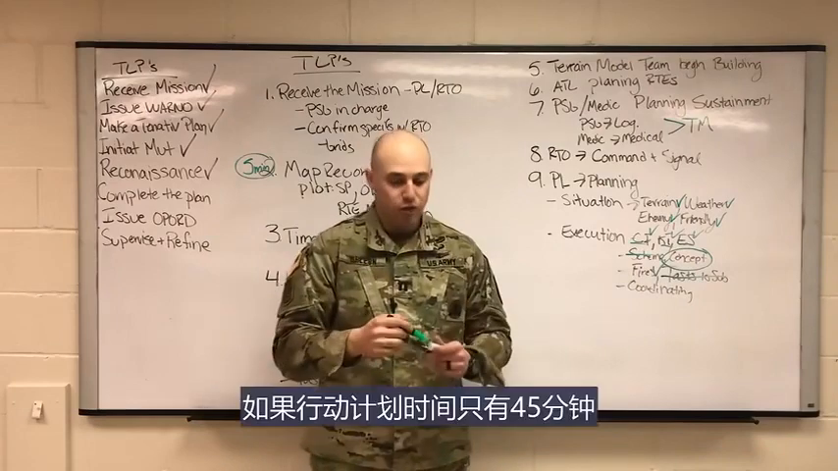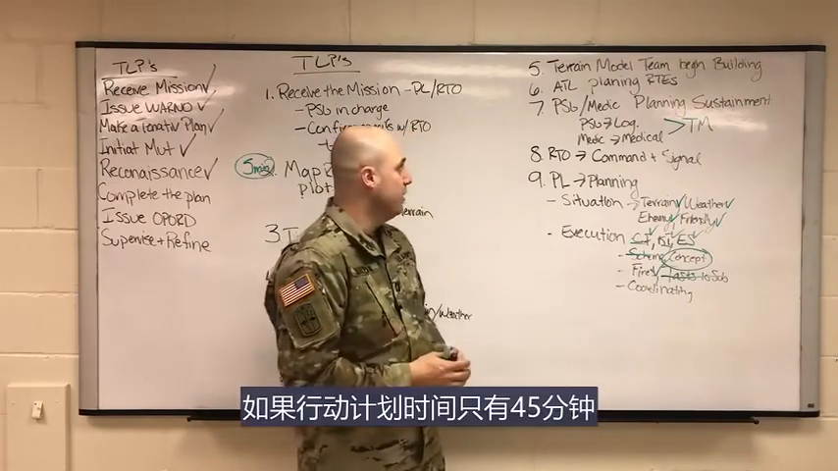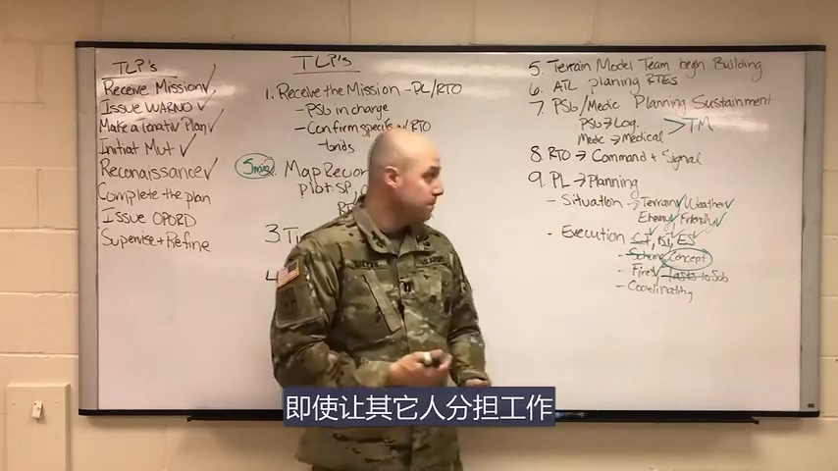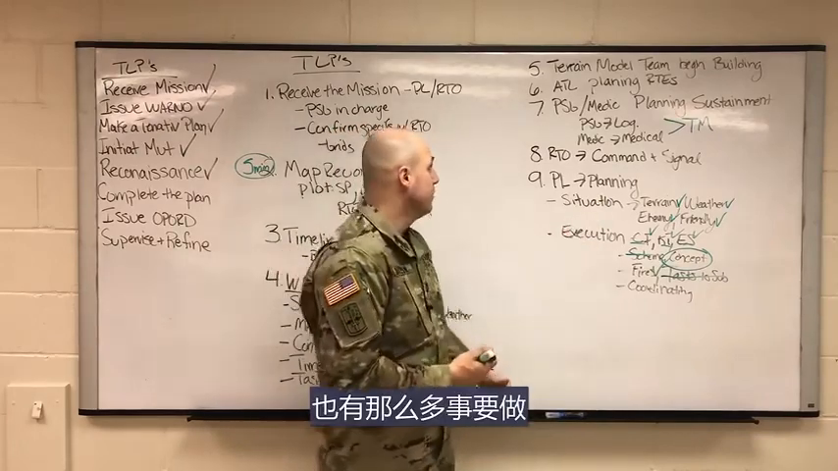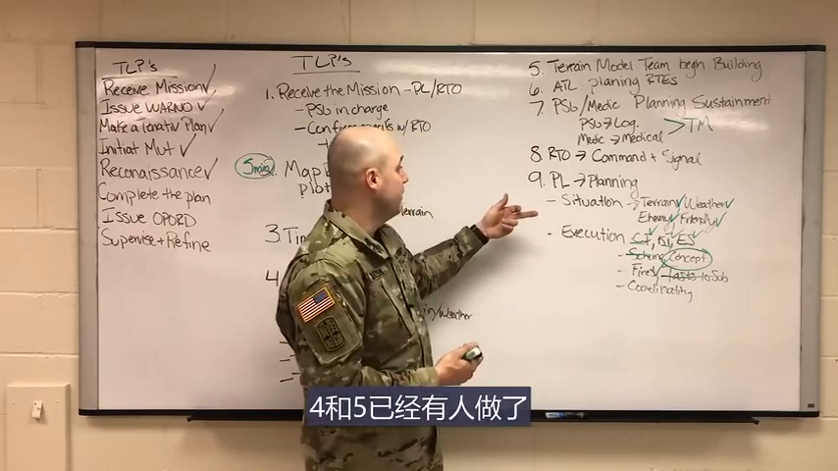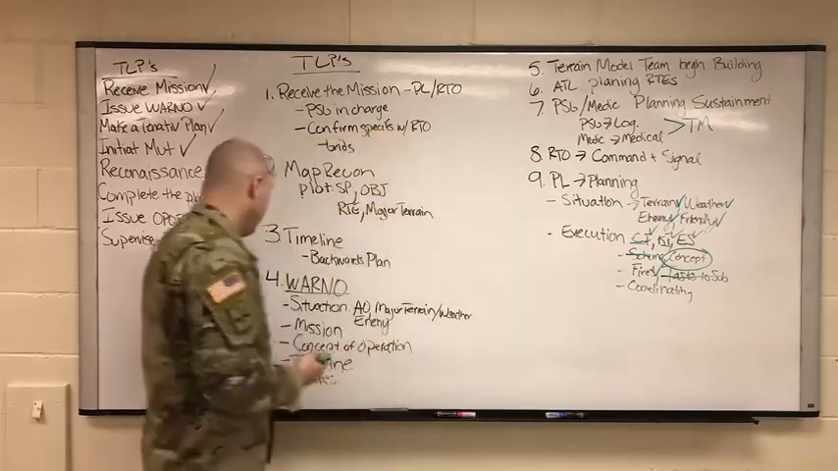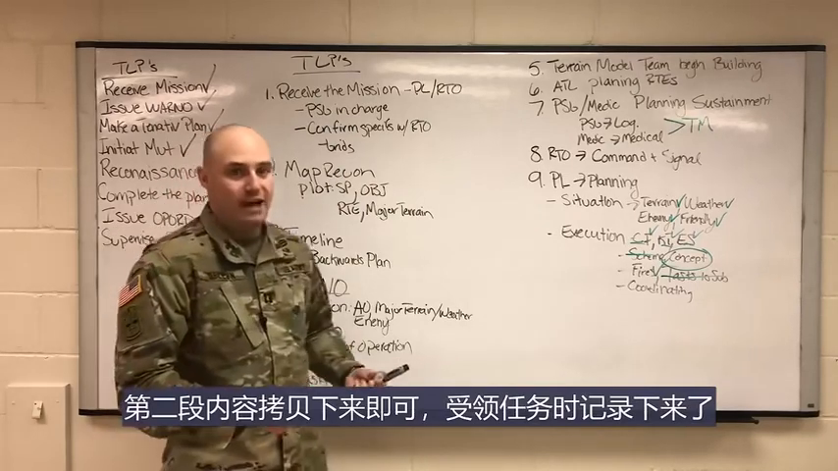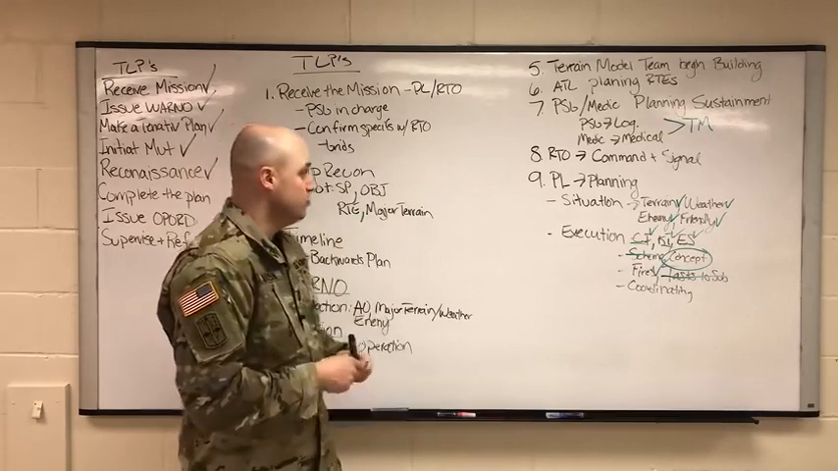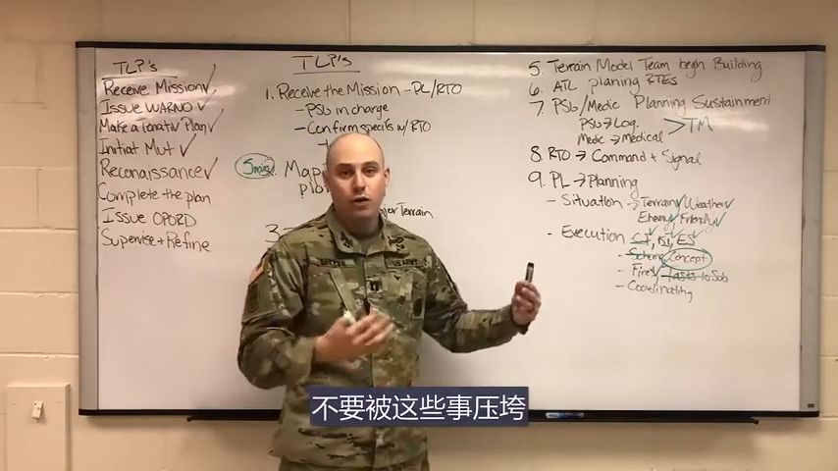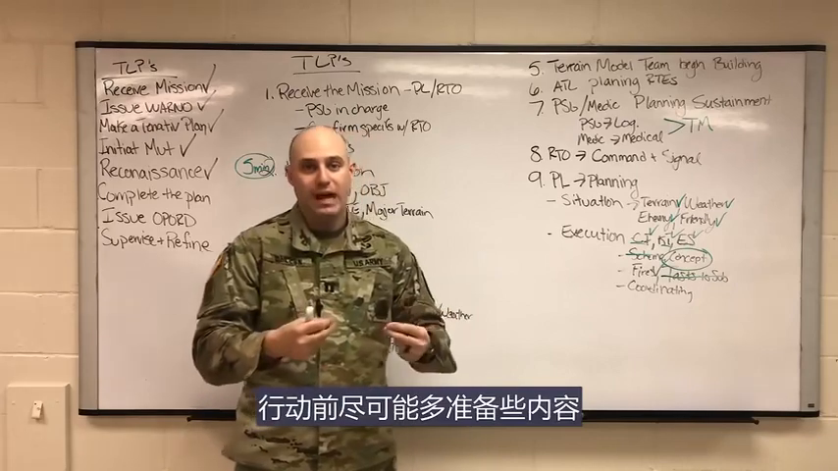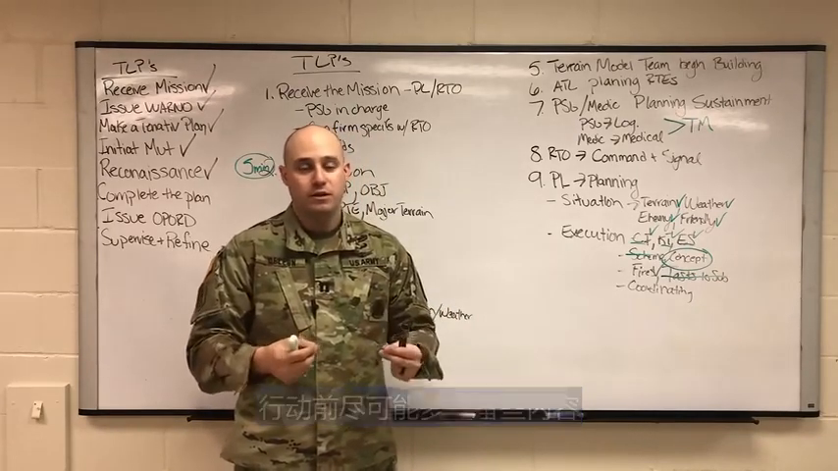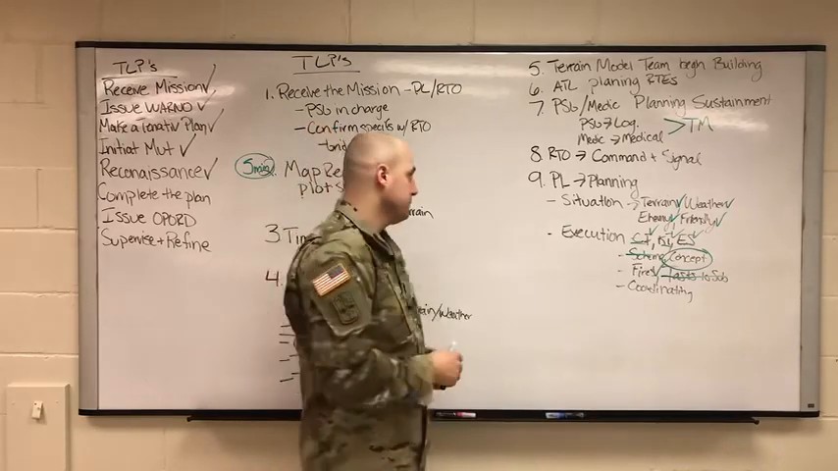I'm telling you, if you only have 45 minutes to train or to plan for an event or an operation, and you get everyone else working for you, you don't actually have that much to do. Paragraphs 4 and 5 are taken care of, all right? And paragraph 2 was written way long ago. It was basically written as you were copying down the order in receipt of mission. So there's not that much to plan out. Don't get overwhelmed with it, all right? And prepare. Have as much prepared before the operation as humanly possible. It'll help and it'll pay dividends in the end.